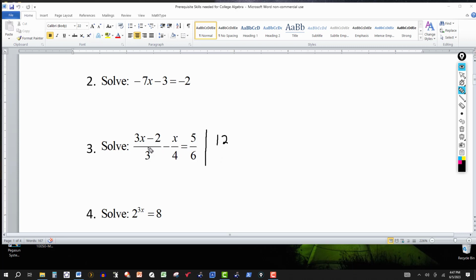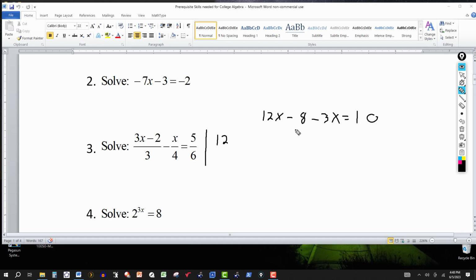So in the first one here, let's do it this way. 3 goes into 12 4 times, and then multiply 4 times the 3x minus 2. So again, 3 into 12 is 4 times the 3x minus 12. So 4 times 3x is 12x. And then 4 times the minus 2 is minus 8. Remember, we don't have the 3 anymore because we divided it out. And the next one we have minus x over 4. 4 into 12 goes 3. 3 times minus x is minus 3x. Then the next one, 6 into 12 goes 2. 2 times 5 is 10.